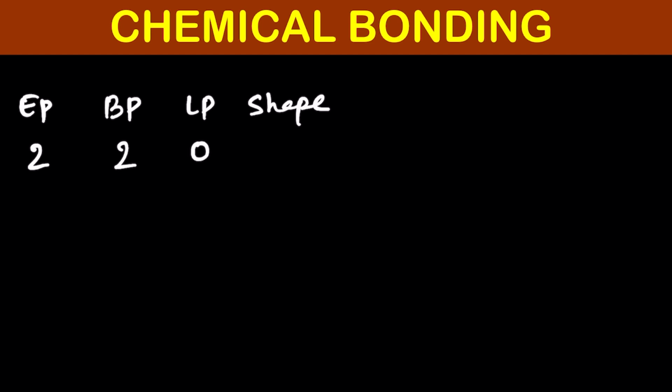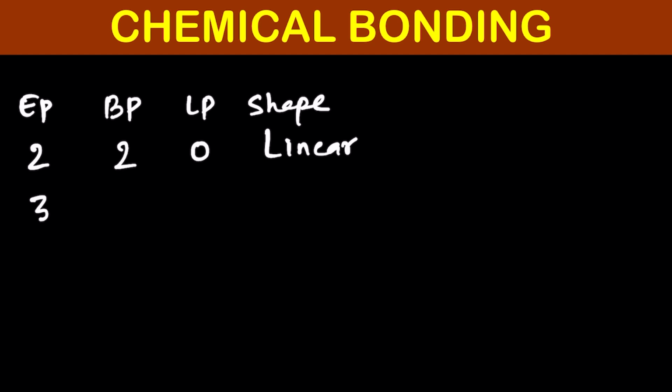Let us look at how we try to understand the shape of the molecule. Now we know electron pairs are classified into two types: one is bond pair, the other is lone pair, and based on it we will look at the shape of the molecule. If there are two electron pairs around the central atom and both are bond pairs, there is no lone pair, then the shape will be linear.